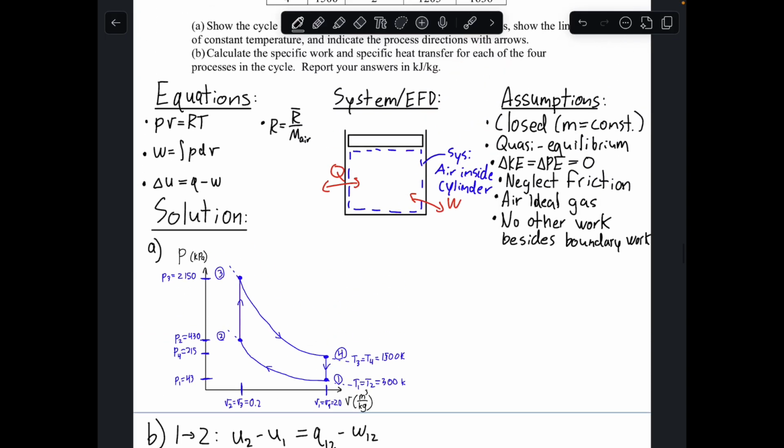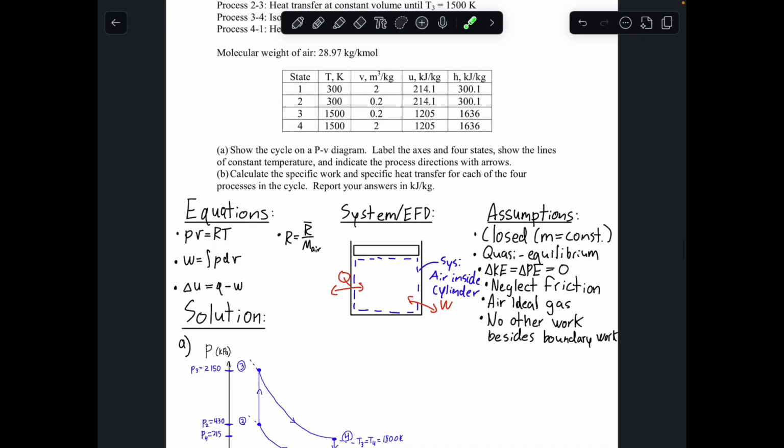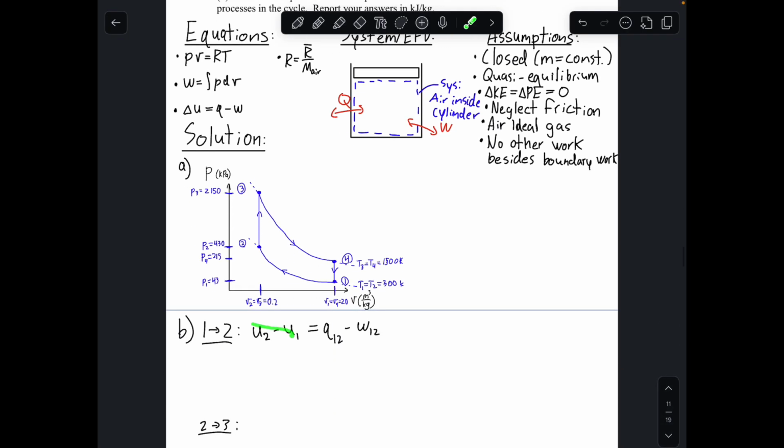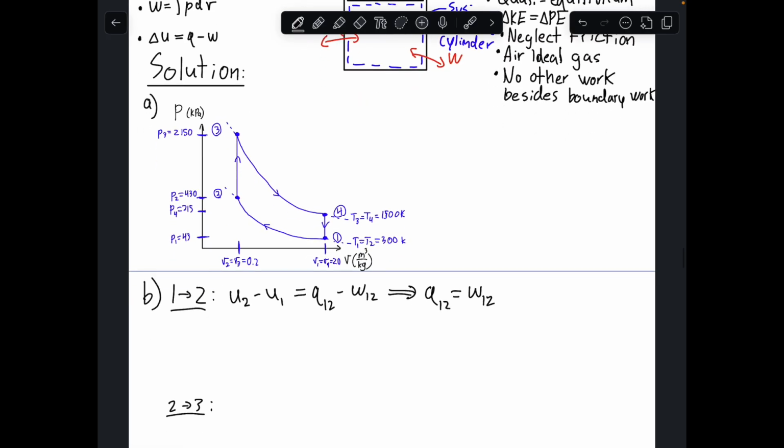And if we look at our table here, we see that the internal energy is the same from state 1 to state 2. And so the change in internal energy here is going to be 0 because these quantities are equal. So these terms will also cancel out here. And so what we are left with is just that the heat transfer from 1 to 2 should be equal to the specific work from 1 to 2. And then how do we solve for our specific work?